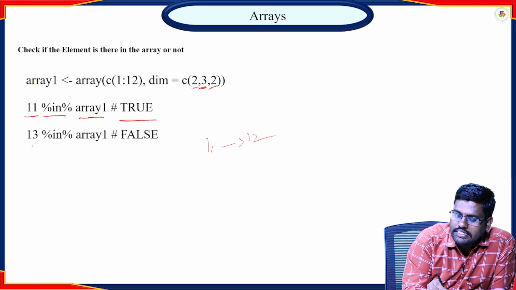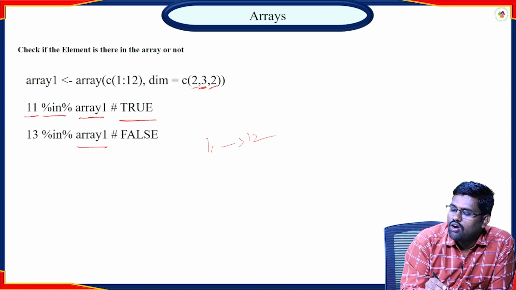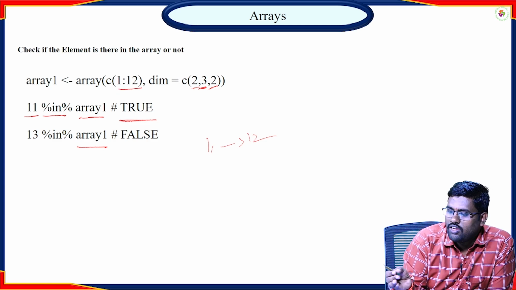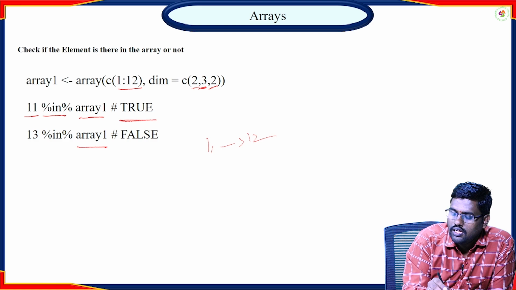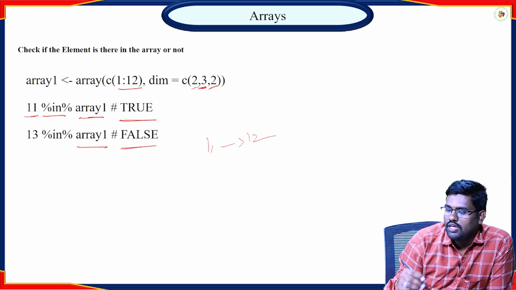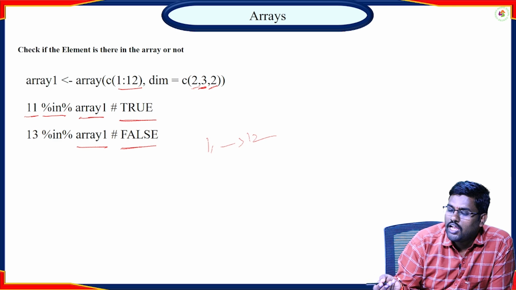Next, will 13 be available in the array or not? We only have the values 1 to 12, so after 12 that value will not be available in our array. That's why it returns false. If the given value is available in the array, it returns that value, which belongs to that array. In case the given value is not available, it displays false. Why? Because the value does not exist in the given data type.